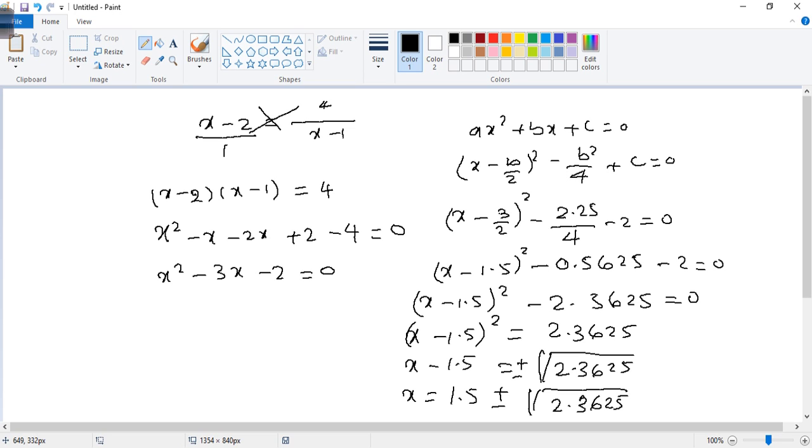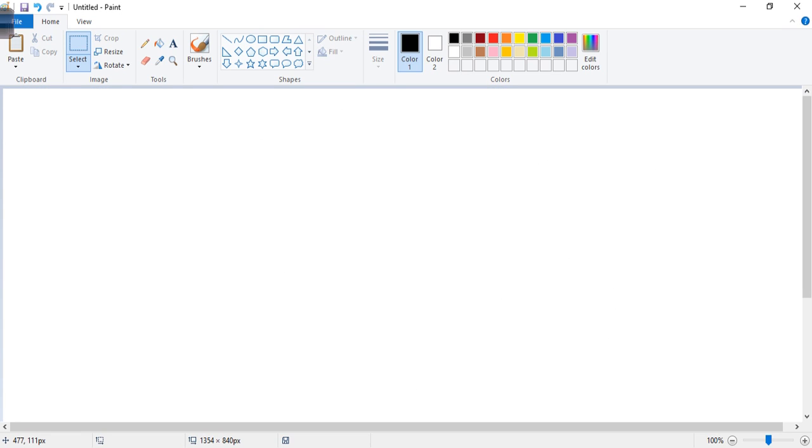Let's have another equation in completing the square. With completing the square, we can solve a lot of questions. It is very easy to do. Let's have another question.